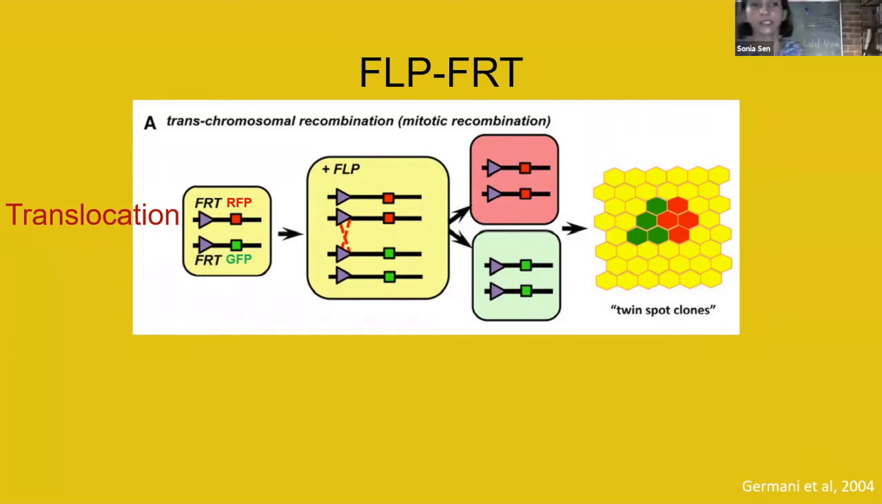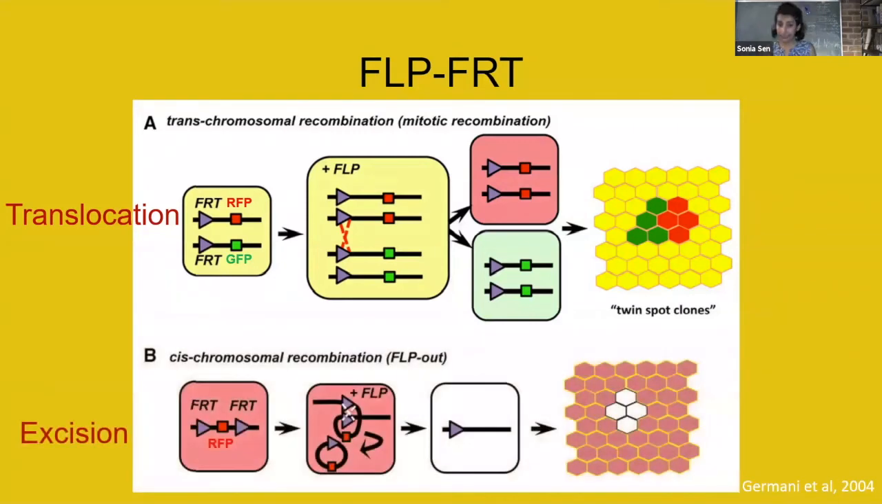Okay, great. So that's how you use translocations and flip FRT to make clones. But you can use excisions as well. And what happens in an excision? Here's an example. You have those two FRTs in tandem. Remember, they have to be facing in the same direction. And sitting in the middle of that is, say, a ubiquitous promoter that's driving RFP expression. Now, here's the much better example.